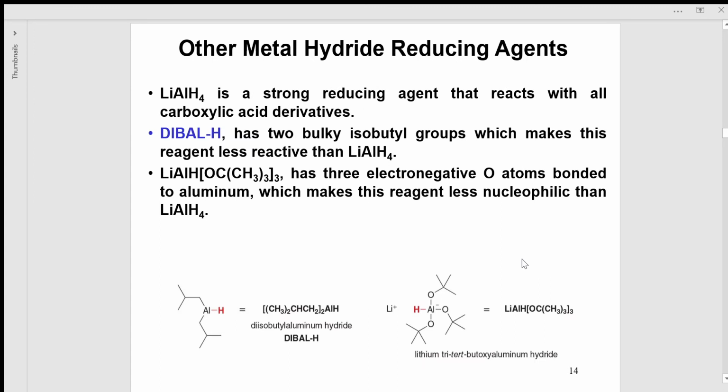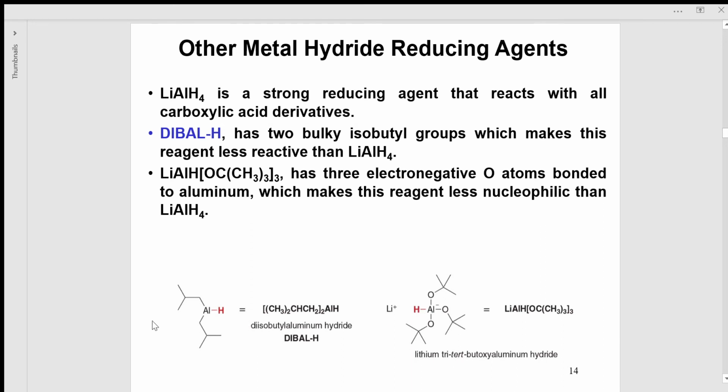We have other reducing agents I want to introduce to you. The first one, this is the structure, is diisobutyl aluminum hydride. The second one is called lithium tri-tertiary butoxy aluminum hydride.